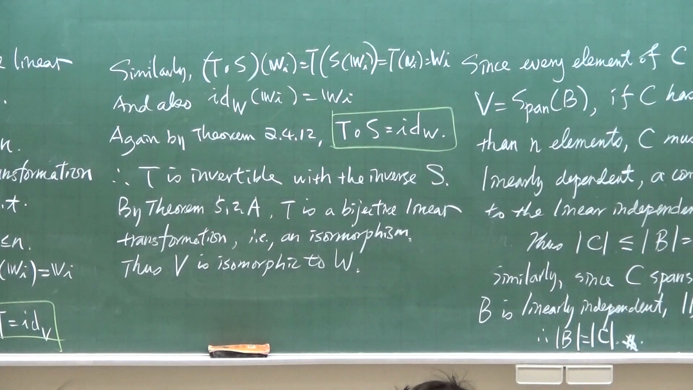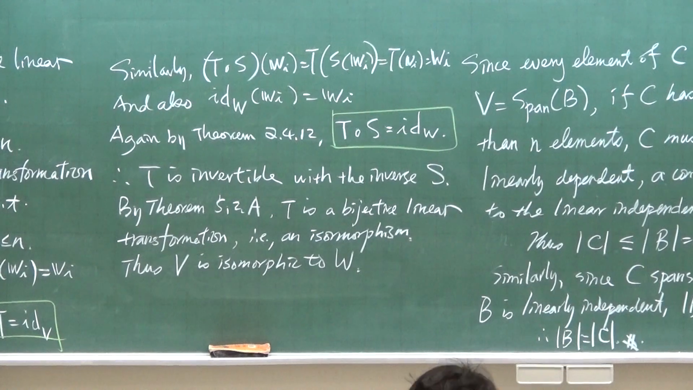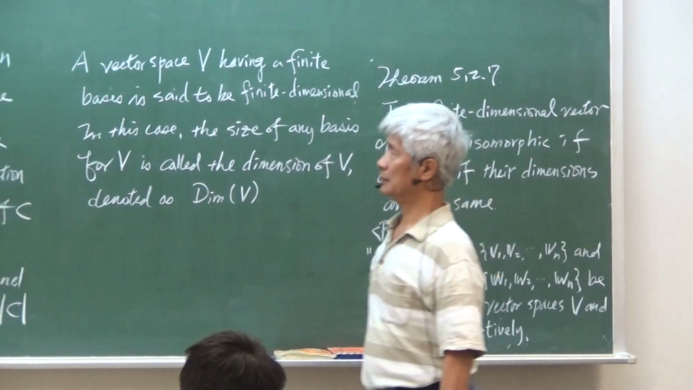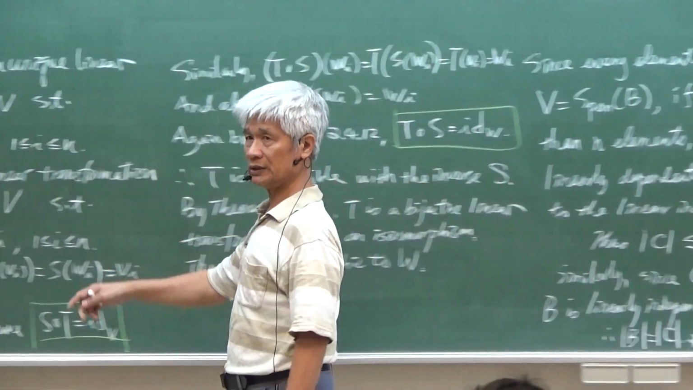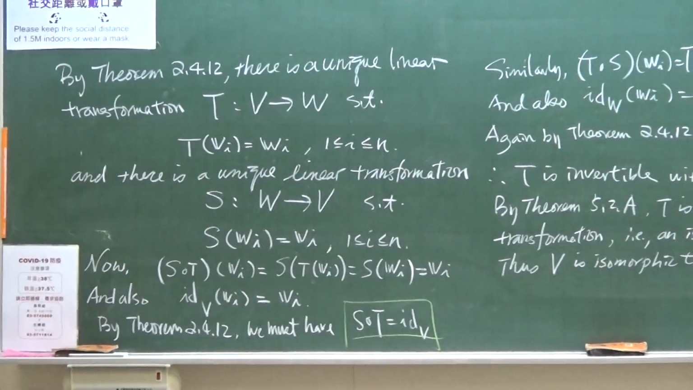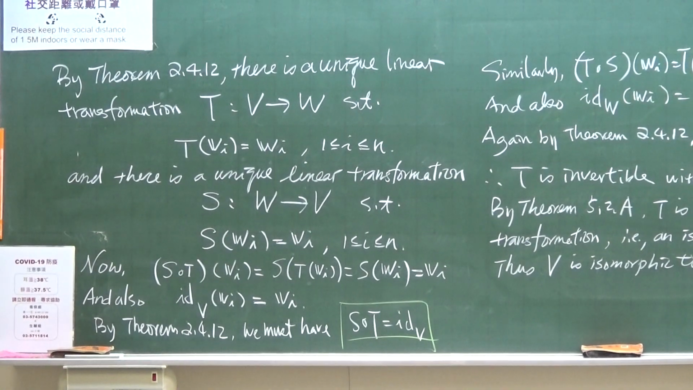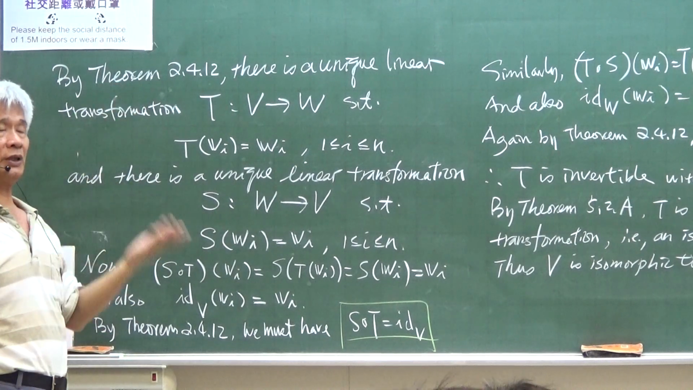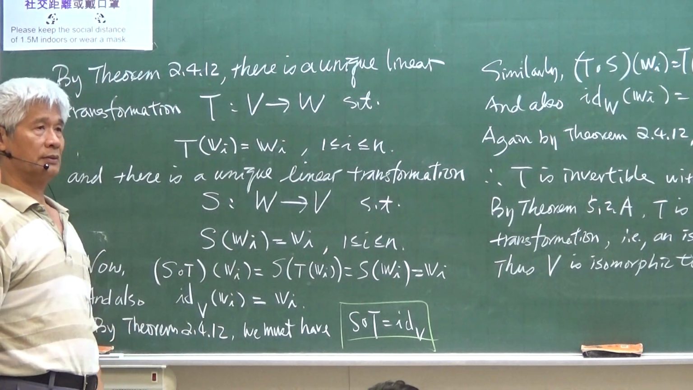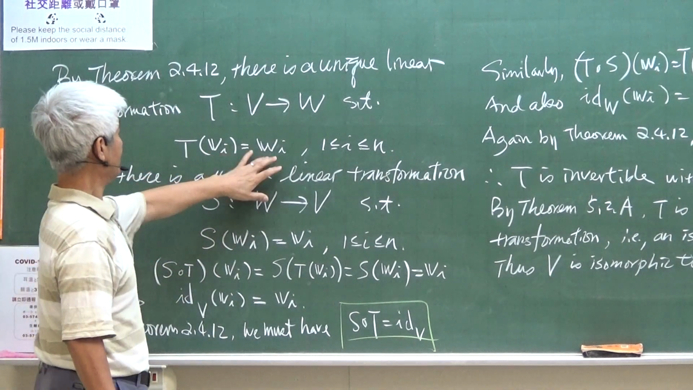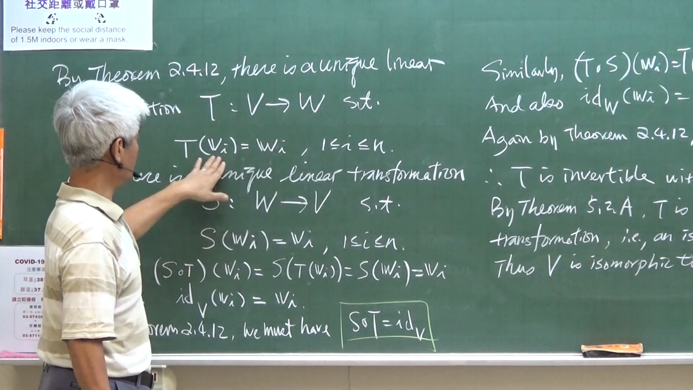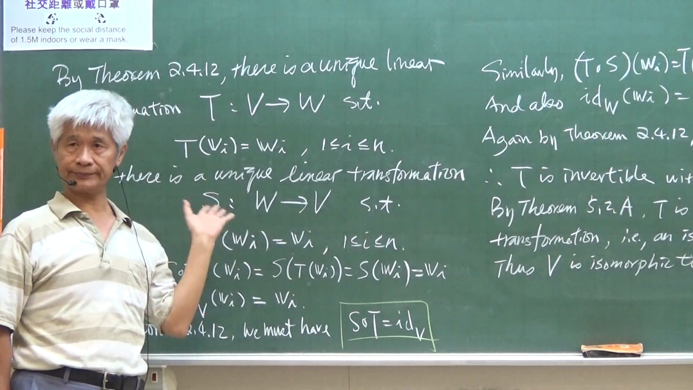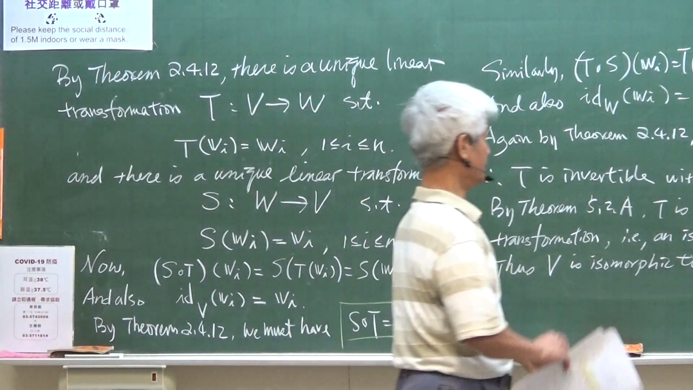Okay, so we put the backward direction. If two vector spaces have the same dimension, then they are isomorphic. So we prove that by the construction of an isomorphism. You can see that we all apply theorem 2.4.12: specifying the images for vectors in a basis gives us a unique linear transformation.